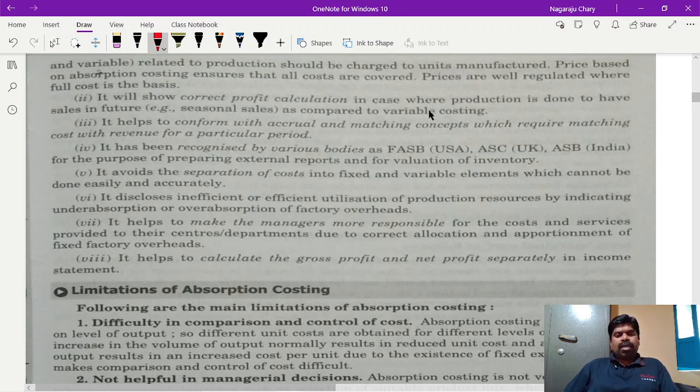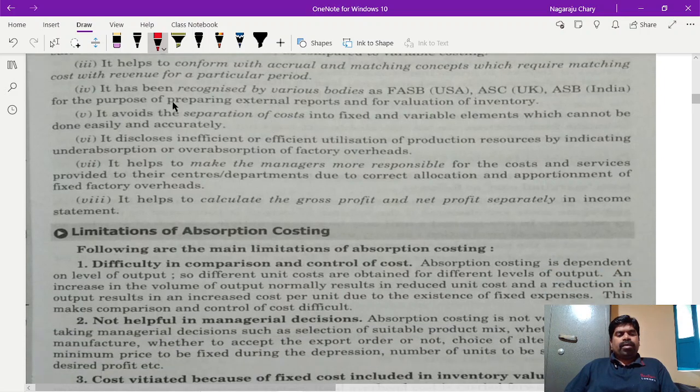Correct profit calculation can be known, and it helps to conform with accrual and matching concepts, matching cost with the revenue for a particular period. It has been recognized by various bodies such as USA, UK, and India for the purpose of preparing external reports and for valuation of inventory. So it is recognized by the accounting standard boards of the USA, United Kingdom, and India.